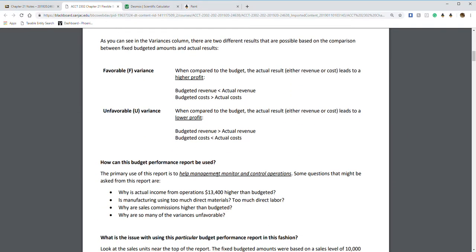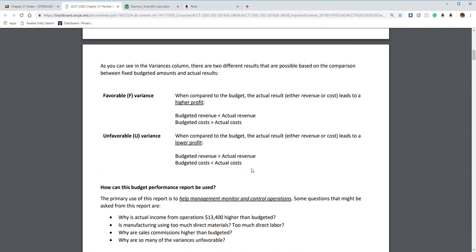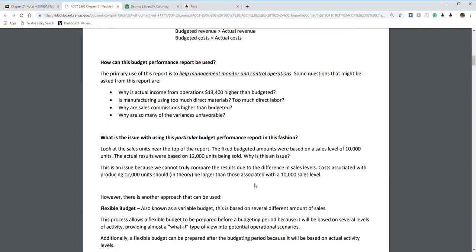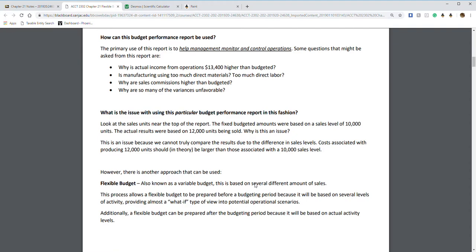Right here, part of your notes, this is just explaining a little bit of what favorable and unfavorable is. Again, favorable is when budget revenue is less than actual, or budget cost is greater than actual cost, and we love that. Unfavorable is just the opposite. So I'm not diving too deep into those, but it's really why we need to use the flexible budget, and that's why I've been explaining it, just not going through all the words.